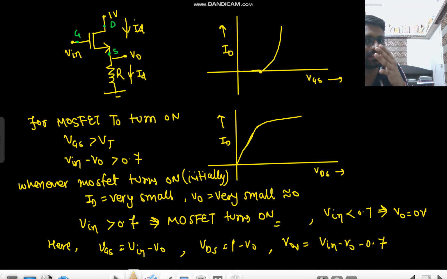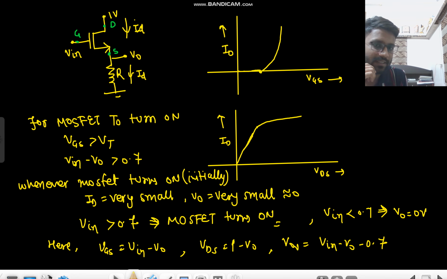If V in increases, you say the current increases. If the current increases, the drop across the resistance will increase. So V naught also increases. So now what is VGS? VGS is V in minus V naught. So your VGS doesn't increase that much. V in also increases, V naught also increases. But if V in increases by 2 volt, then V naught will increase by 1 volt. So the overall current will be increased, but not a lot of current.